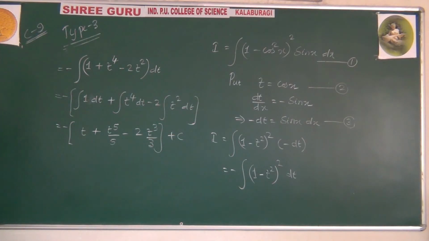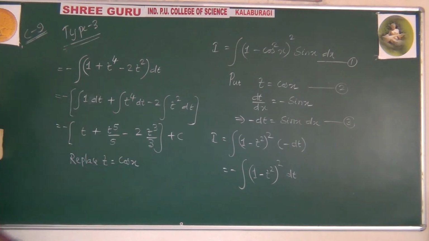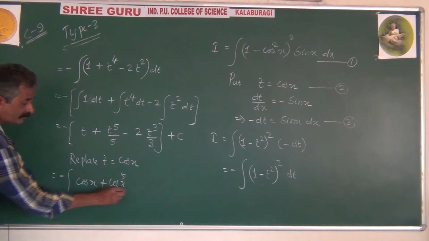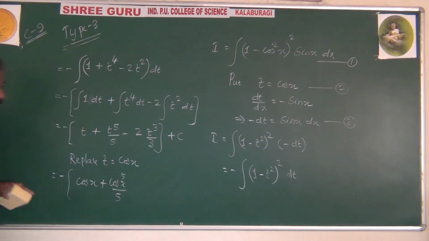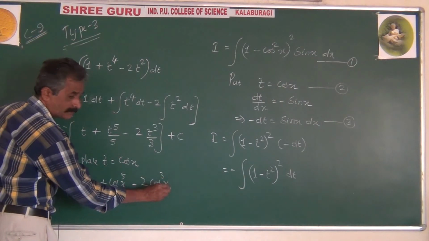But now, very importantly, replace back the value of t. What is t? Cos x. Hence, our answer becomes minus of cos x plus cos x power 5 divided by 5 minus 2 into cos cube x by 3 plus constant.